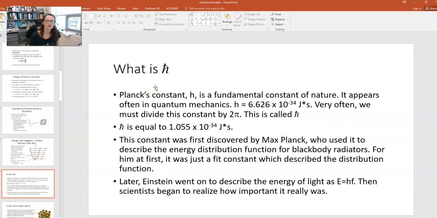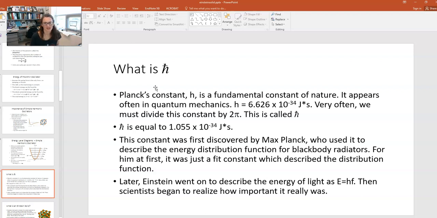Now, I said that the energy levels were separated by h bar omega, and that the energy levels went 1/2, 3/2, 5/2, etc. times h bar omega. So just to remind you, h is Planck's constant, which is one of the fundamental constants of nature from quantum mechanics. It's 6.626 times 10 to the minus 34 joule seconds in SI units. Now, in a lot of quantum mechanics equations, h is divided by 2 pi, and that's h bar. So h bar is equal to 1.055 times 10 to the minus 34 joule seconds.